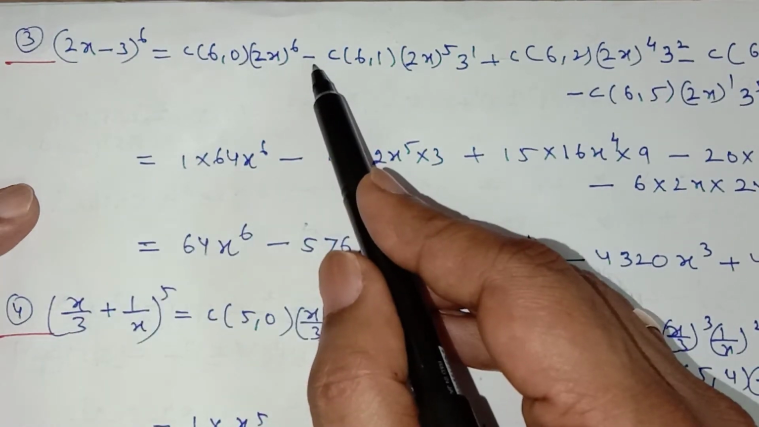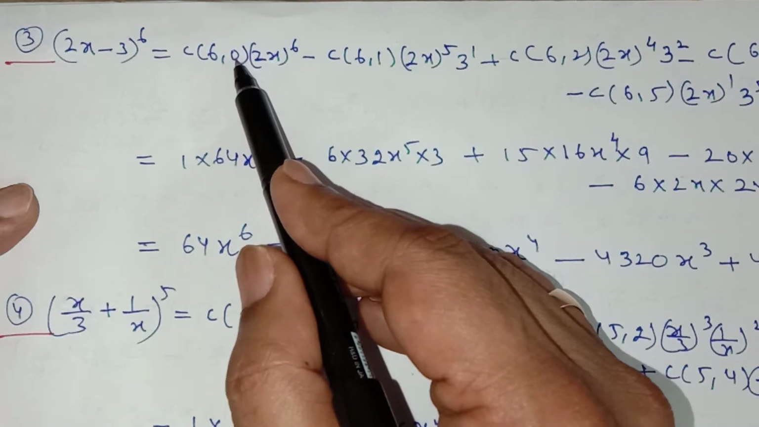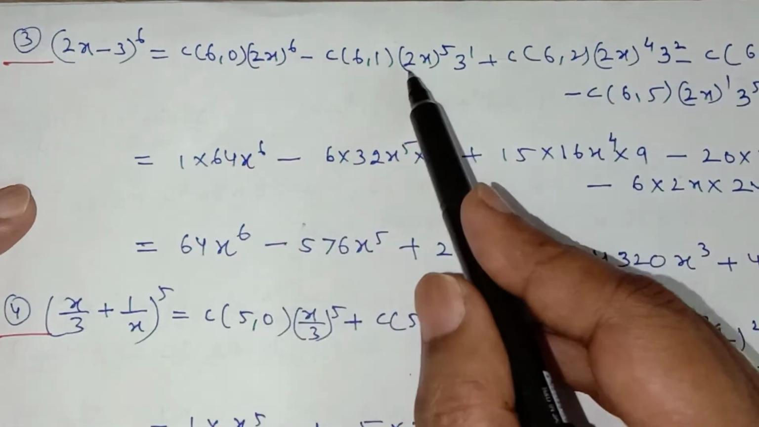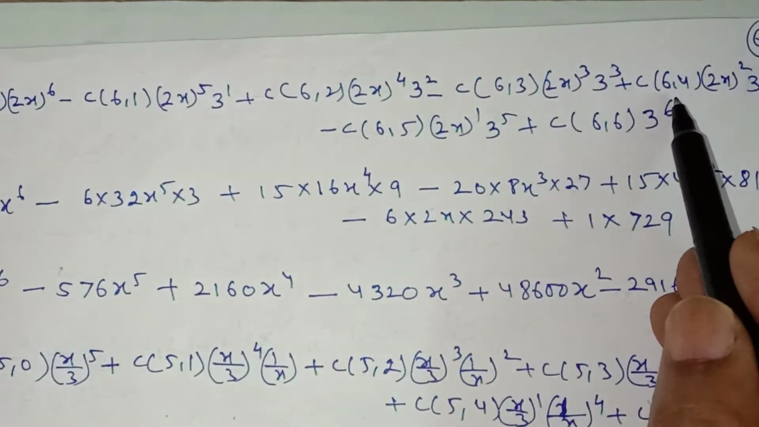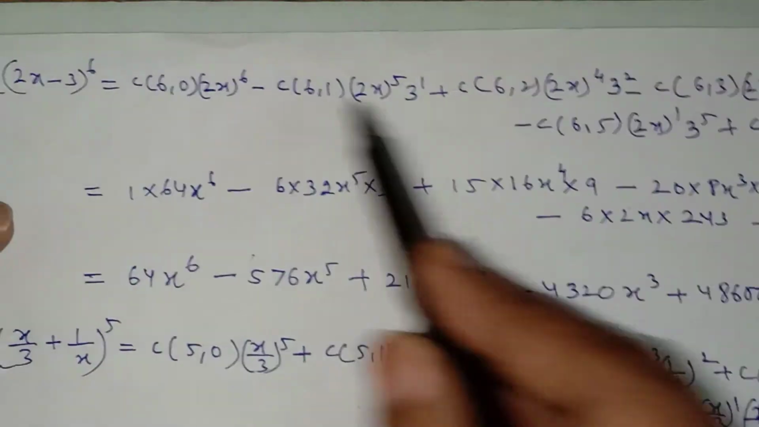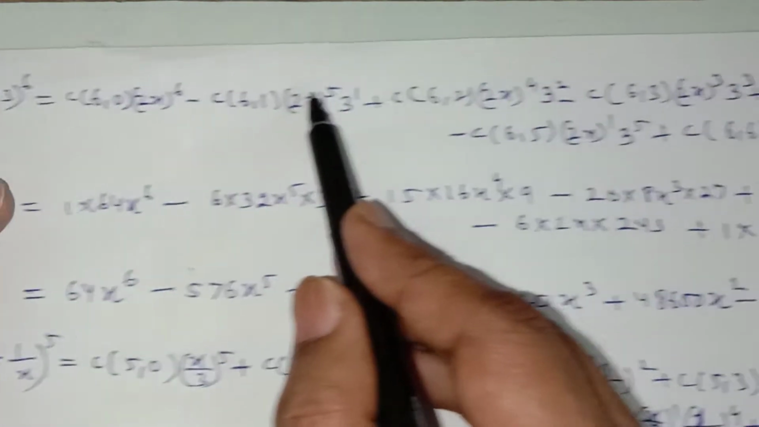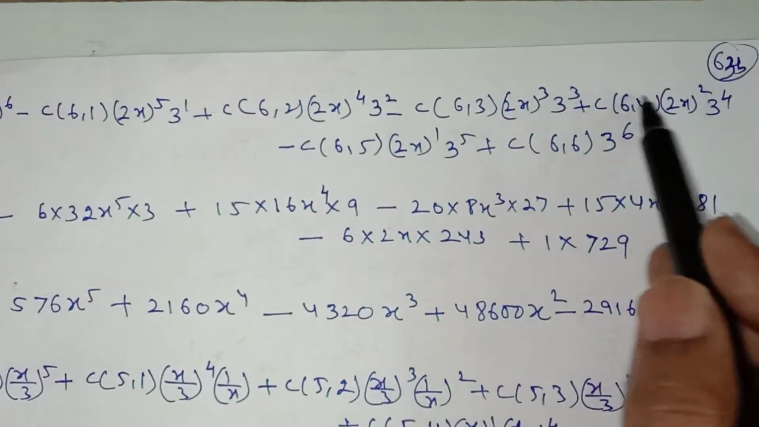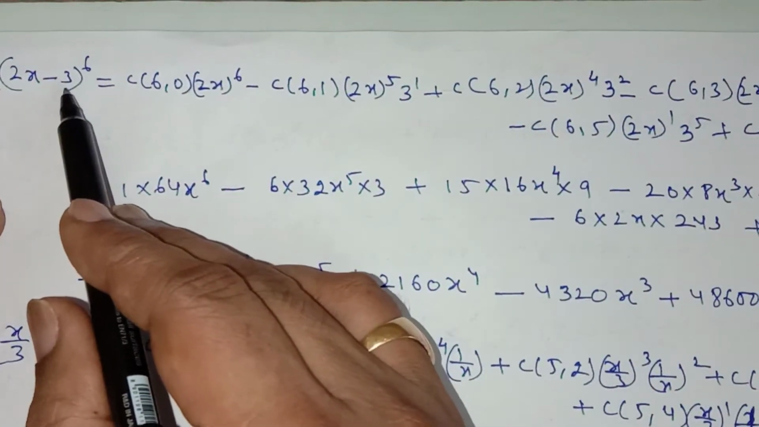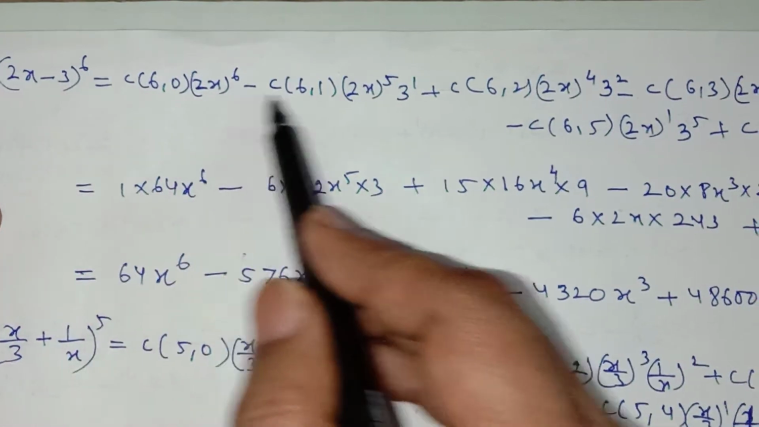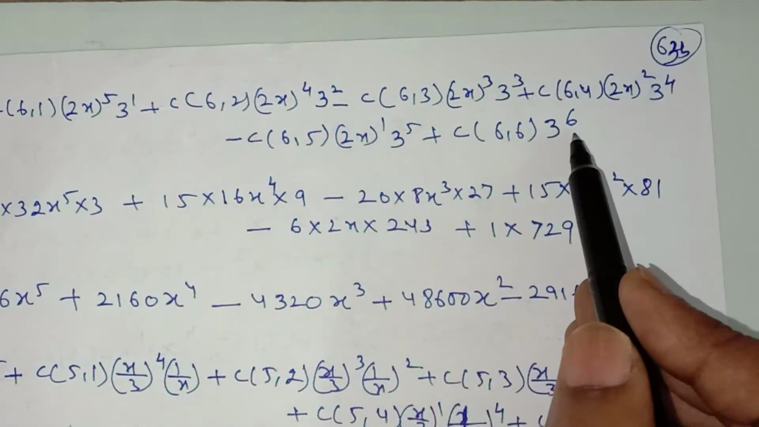Then next term will be negative, combination of 6, 1. The value of r will go on increasing from 0 to 6, that is 0, 1, 2, 3, 4, 5 and 6. The power of the first term, that is 2x, will go on decreasing: 6, 5, 4, 3, 2, 1 and nothing, that is 0. And the power of the second term, that is 3, goes on increasing: 3 raised to power 0, 1, 2, 3, 4, 5 and 6.